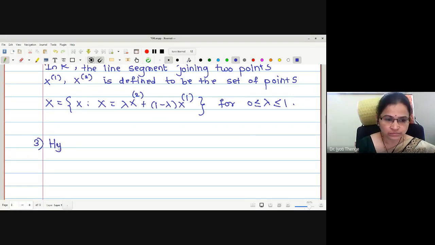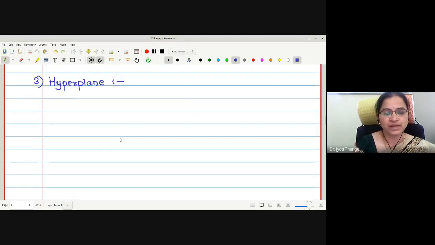The third definition is hyperplane. We are familiar with only a plane. What is a plane? A plane is a geometric object in a 3D space. Correct? What is the equation of a plane in R3? Can anyone tell me? The equation of a plane in a three-dimensional space.